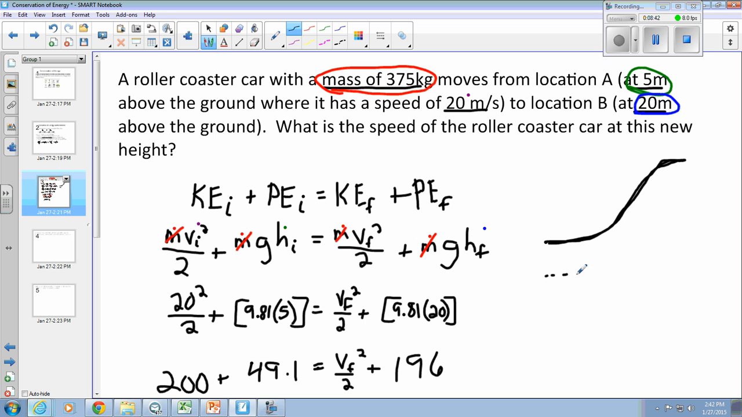There's some reference energy, zero energy level here. And you have a car here at 5 meters. And it's going up to 20 meters above some arbitrary zero. Probably the ground in this case.